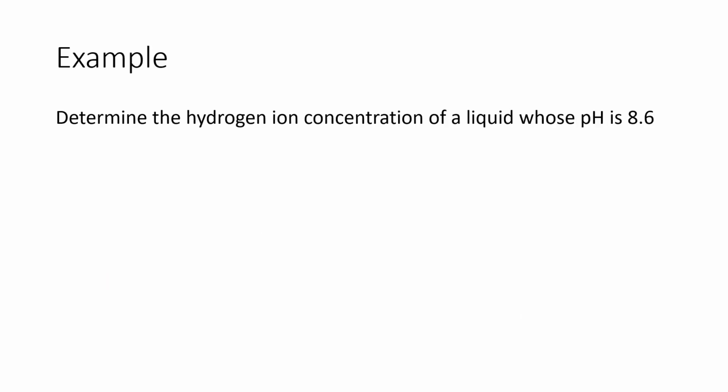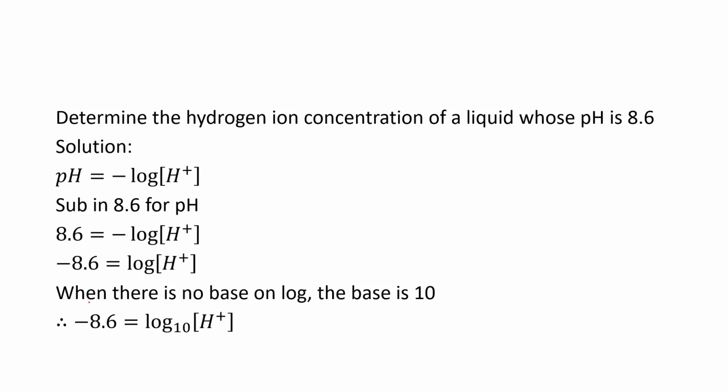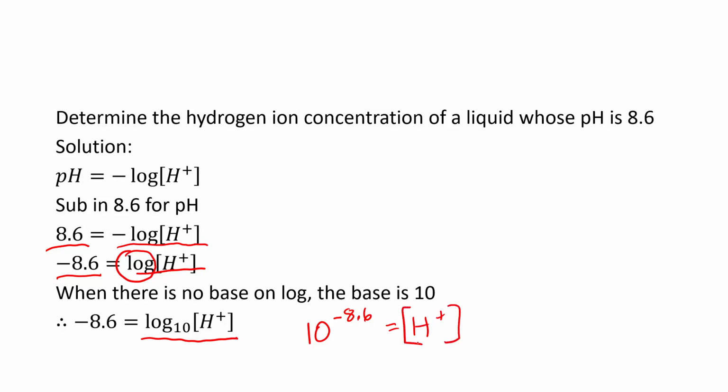That is the pH. Determine the hydrogen ion concentration of a liquid with a pH of 8.6. Well, in this case, what we'd be saying is that 8.6 is equal to negative log of H+. Well, that would be like saying negative 8.6 is equal to log of H+. Now remember, when you don't see a base on log, the base is 10. So we're really saying negative 8.6 is log base 10 of H+. Well, that we can rearrange to say 10 to the exponent negative 8.6 equals H+, like that.